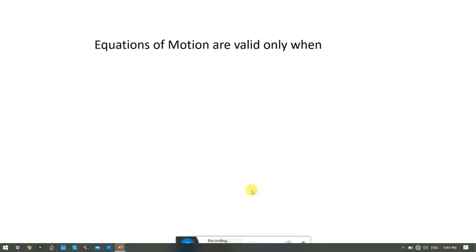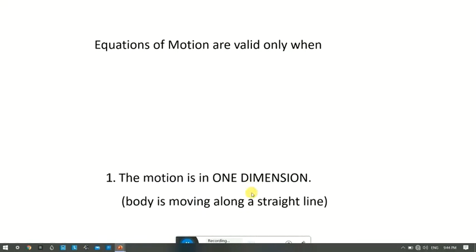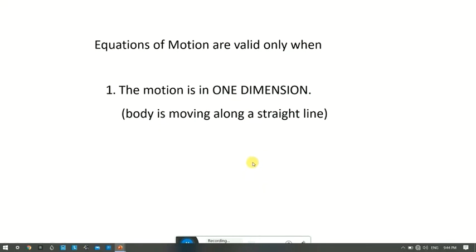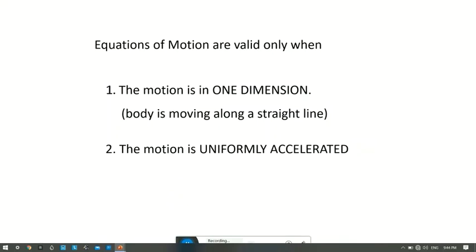The equations of motion are valid only when the motion is in one dimension, means body is moving along a straight line, and the motion is uniformly accelerated, means acceleration, that is a, remains constant.